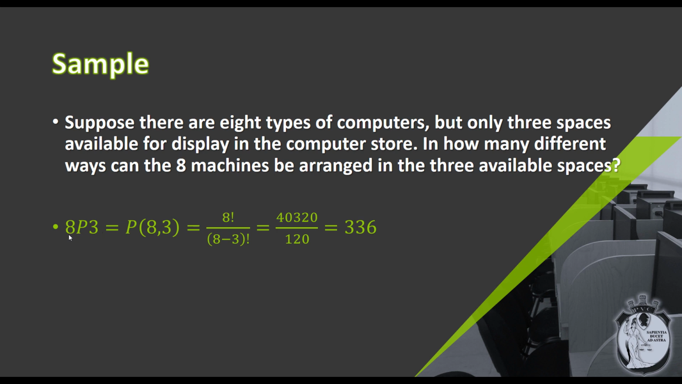You have 8 computers in total, and you can only select 3 of them. This is the formula: factorial of 8 divided by factorial of 8 minus 3. There are 336 different ways to mix those computers in these 3 spaces. Okay, there are so many.